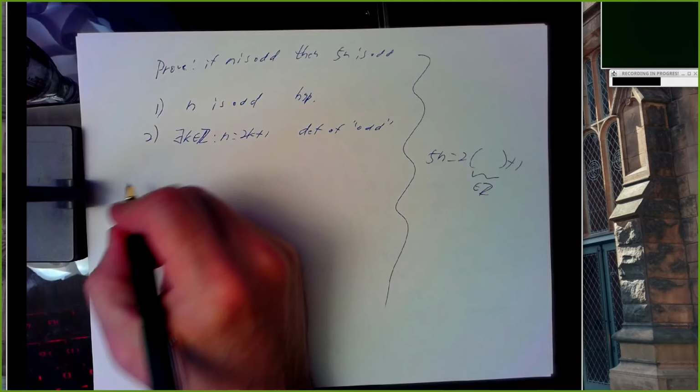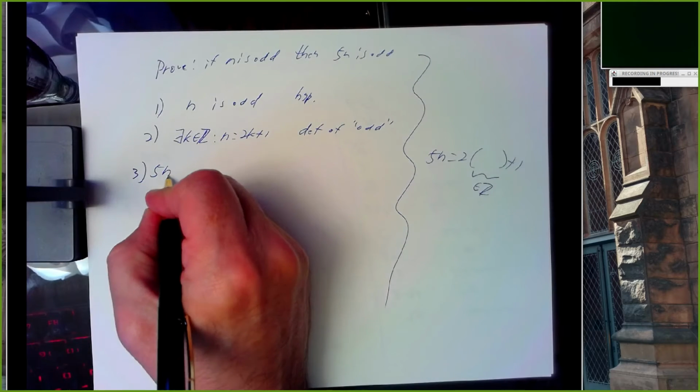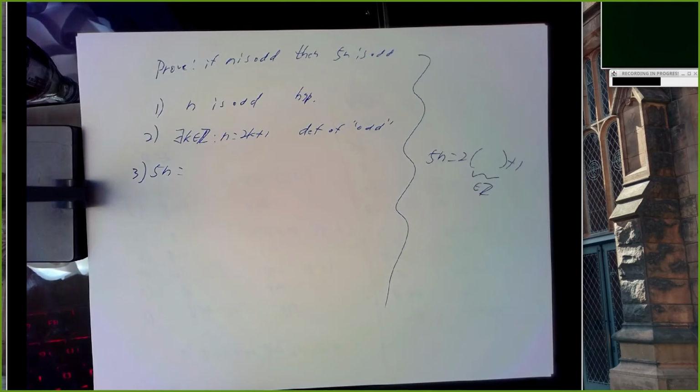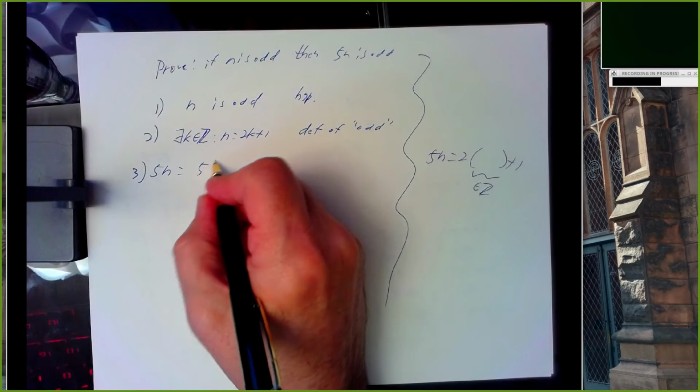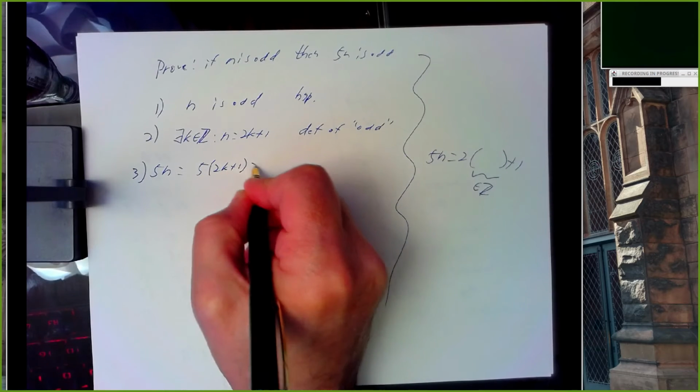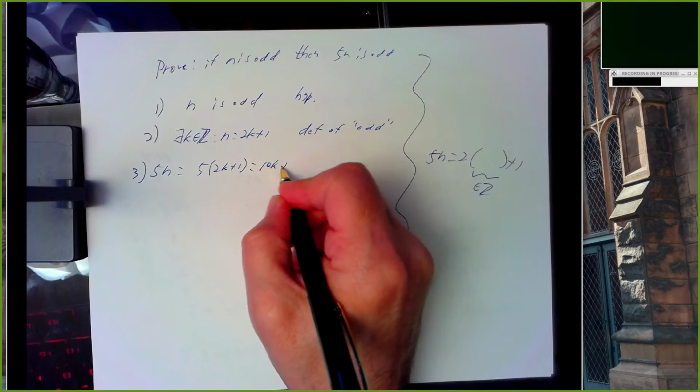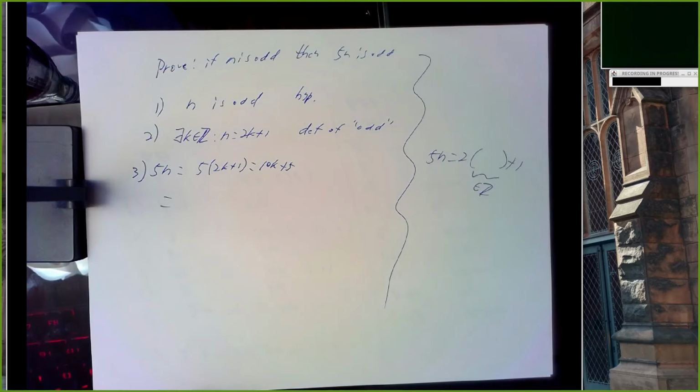So I'm going to start off by saying 5n, and the only thing I can do is substitute 2k plus 1 for n. So this is 5 times 2k plus 1, which is 10k plus 5. And now we need to write this as 2 times something plus 1.